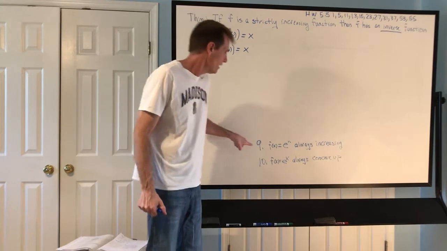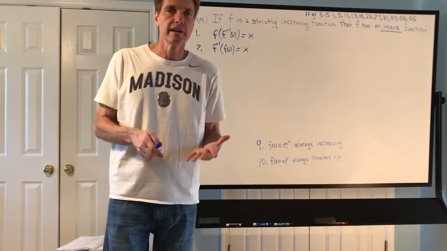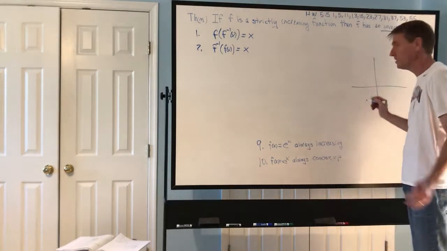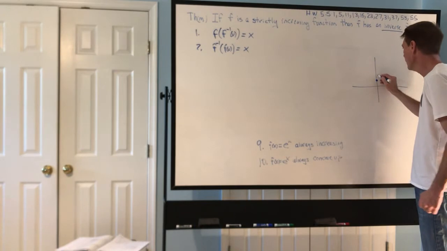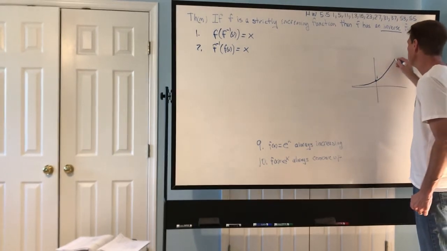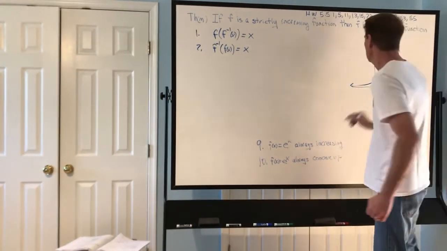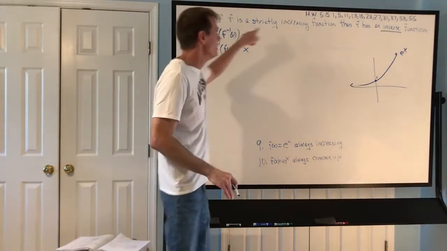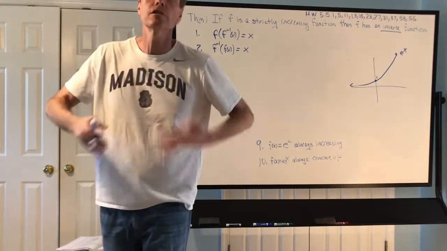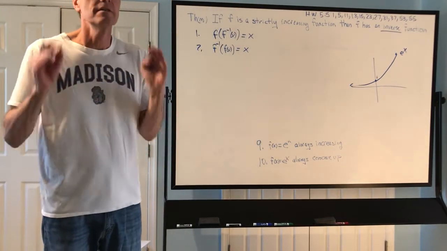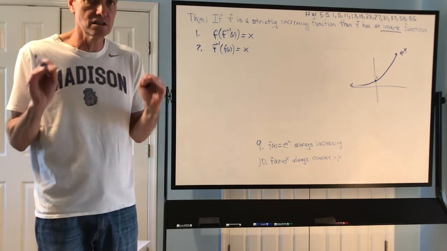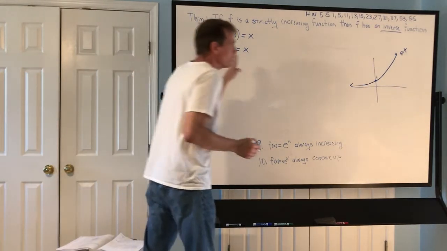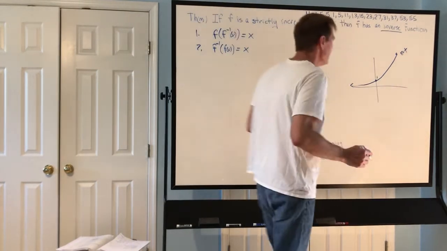Okay, sorry. e to the x is always increasing, and it's always concave up. So its graph looks like this. It's always positive. It goes through 1. It's always increasing, and always concave up. This is the graph of e to the x. But because it's always increasing, this theorem guarantees there must exist an inverse function. So that would mean there's a function that can undo e to the x.